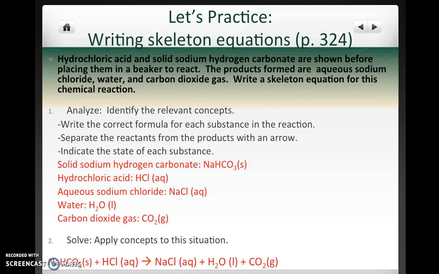So what were our reactants? What did we start with? Well, we started with hydrochloric acid and sodium hydrogen carbonate. So those go on our reactant side, and they yield or produce, they react together to produce sodium chloride, water, and carbon dioxide. And you can see we've included the states.